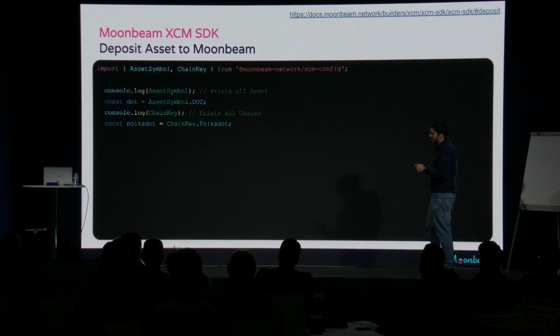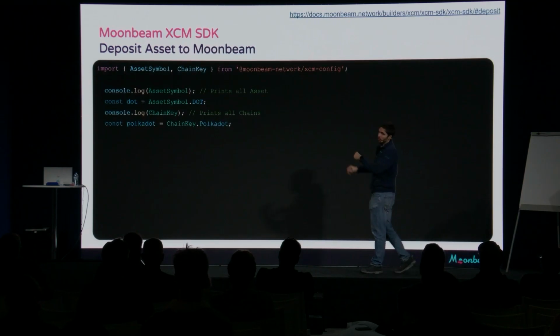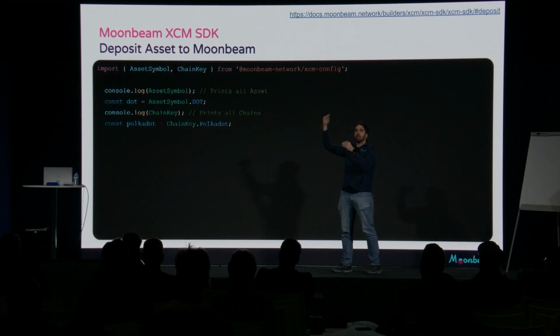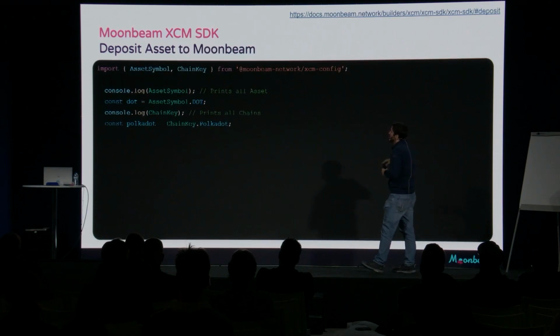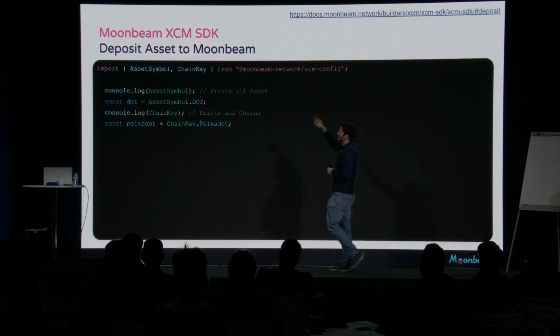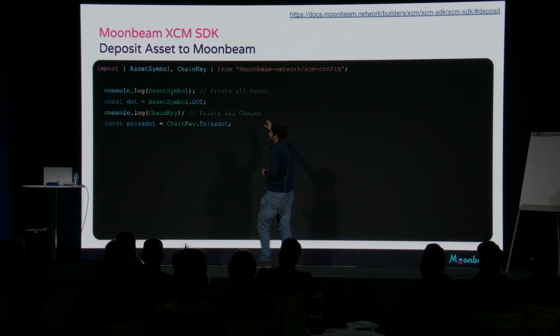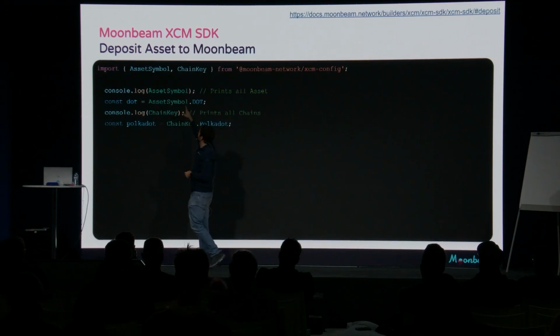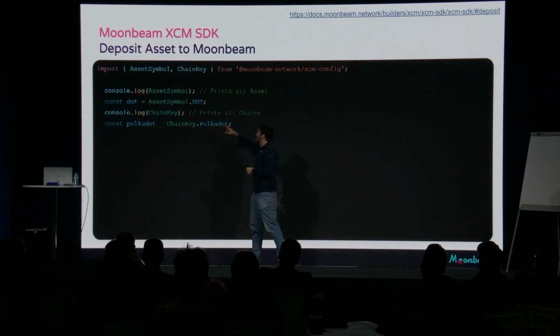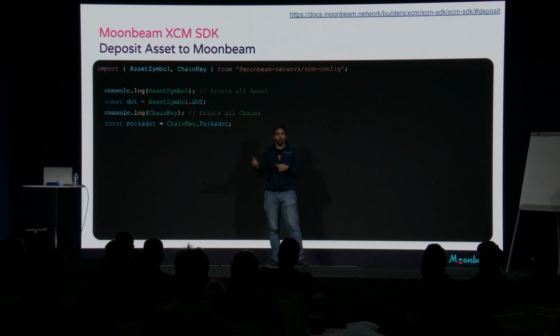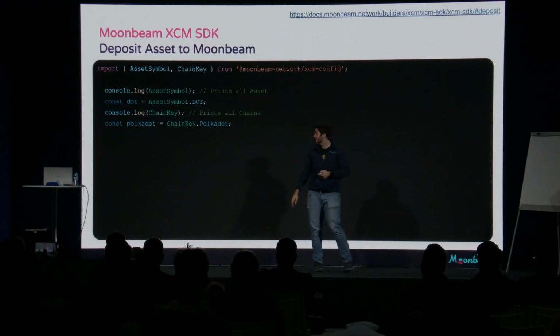This is the case where we want to deposit an asset to Moonbeam, right? So this is bringing, for example, DOT from Polkadot to Moonbeam. You can import the chain key and asset symbol. In this case, out of the asset symbol, I want to grab the DOT, and out of the chain key, I want to grab Polkadot. This is basically where all the configuration is put in.